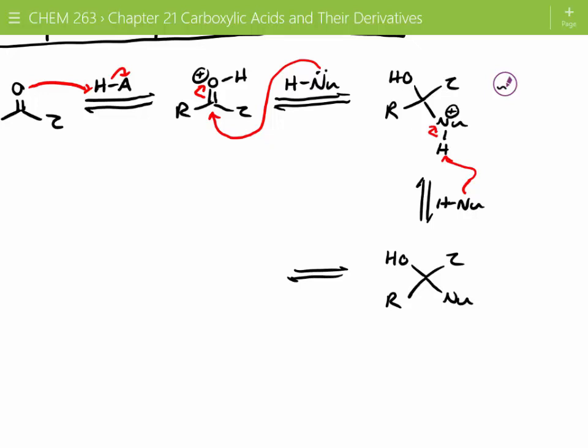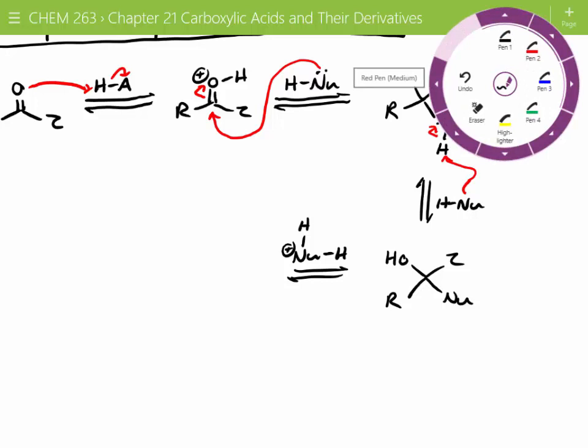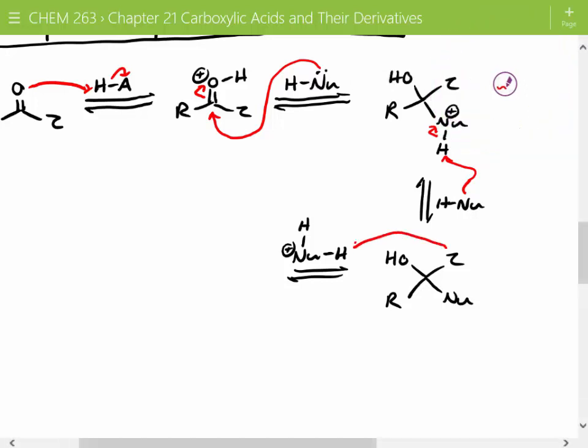Well, before we do that, let's try to turn it into an even better leaving group. We just protonated our nucleophile. So the Z can come grab a proton and reform our nucleophile. And I'll show you why here in a second. It does depend. With acid chlorides, you don't normally see that happening.